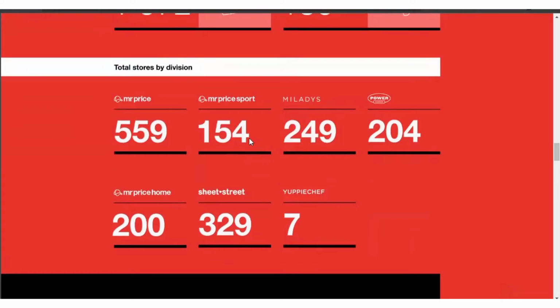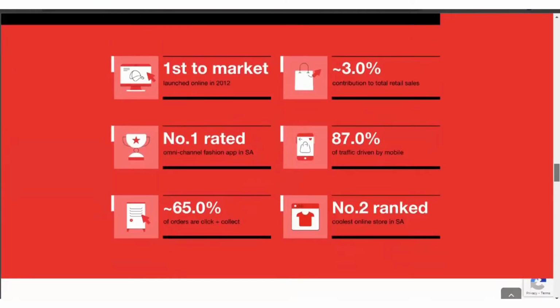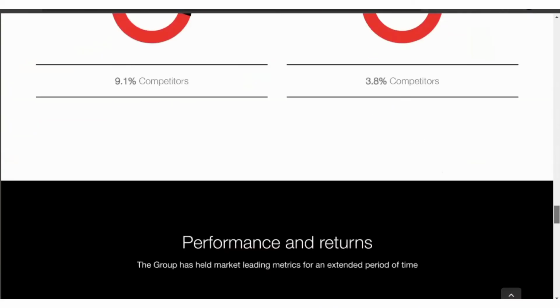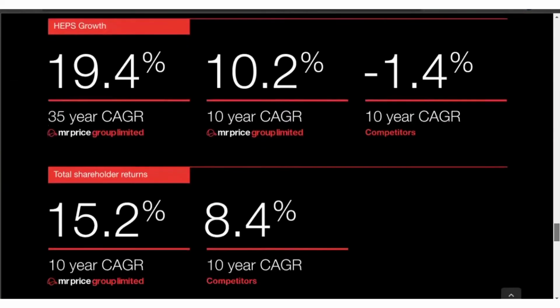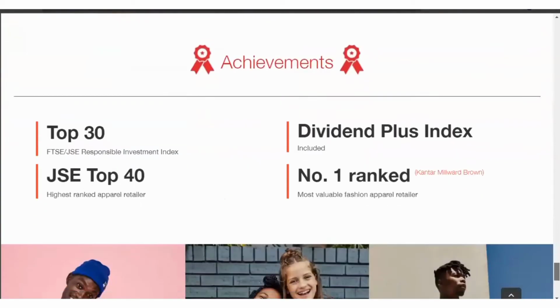We can see Mr. Price's divisions. Yuppie Chef, okay. Shoot Street, Mr. Price Sports, Miladys, Power, great. These are really good South African businesses. They got some e-commerce as well. They got a whole lot of bragging things that they give about themselves as a business. And so you'd want to learn all this stuff to really know what Mr. Price offers.